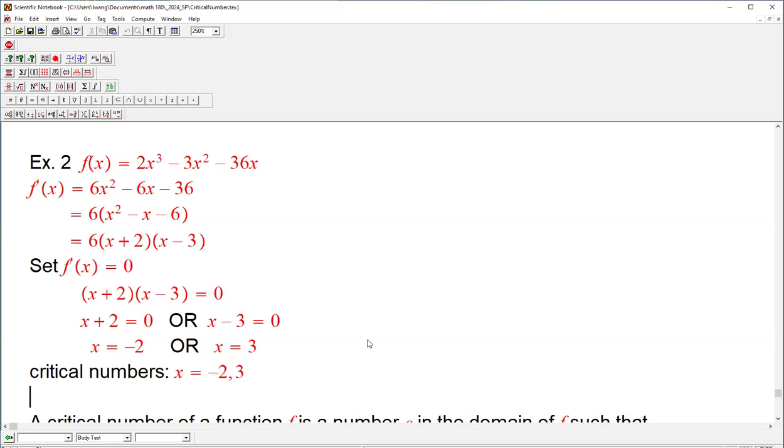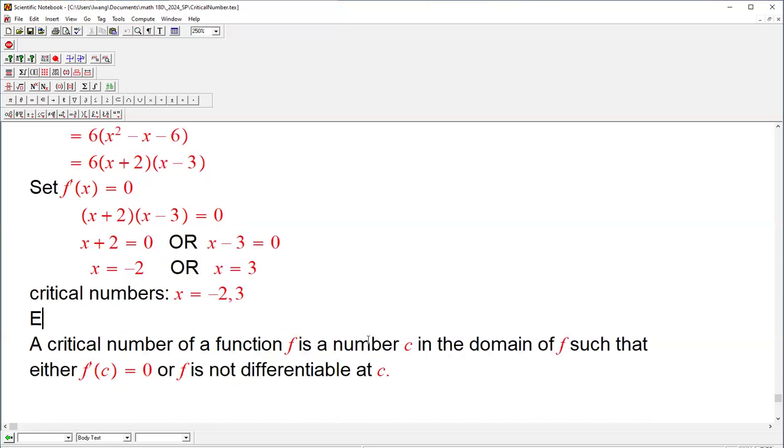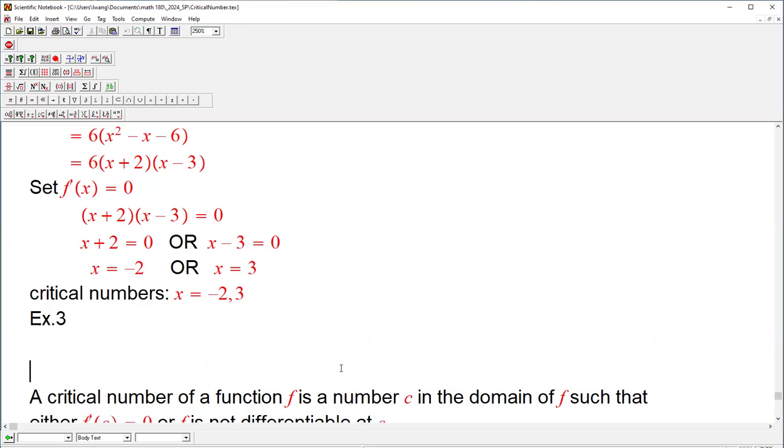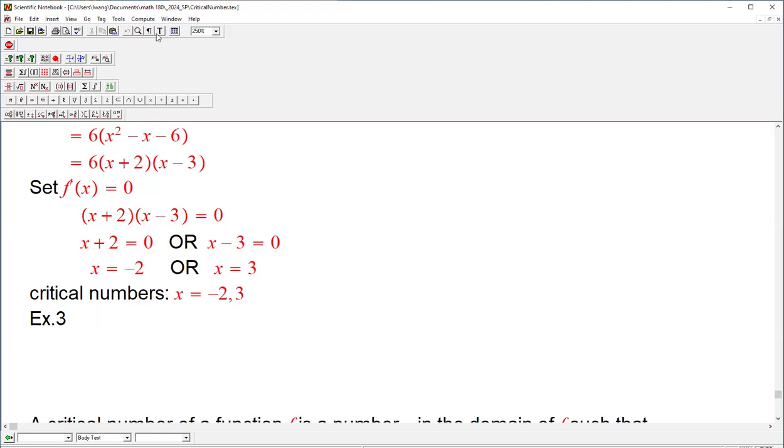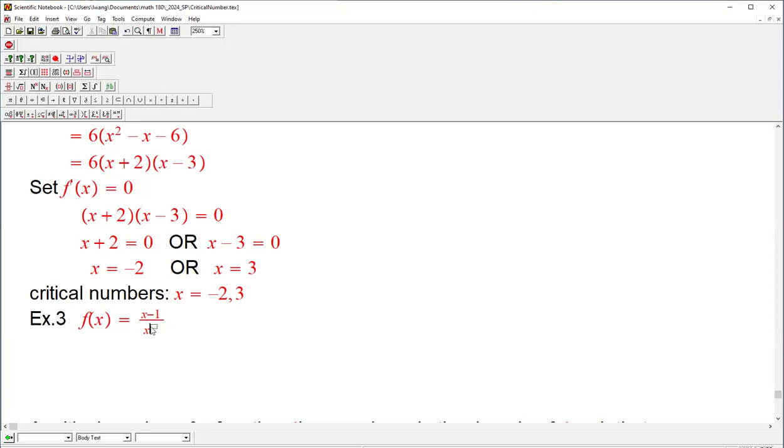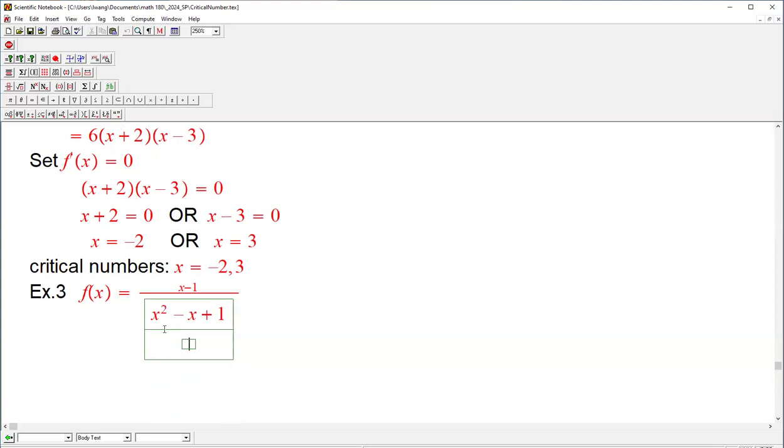The next example, I'm going to choose one with a little bit more, actually, let's just keep going. It's a function, I'm going to call it f of x, equals x minus 1 over x squared minus x plus 1.